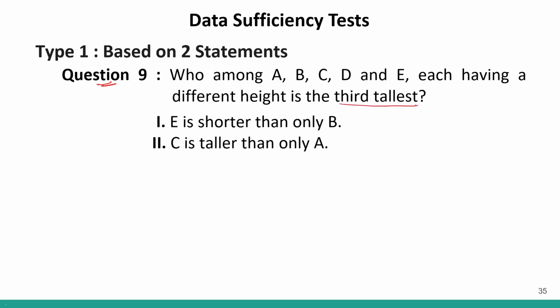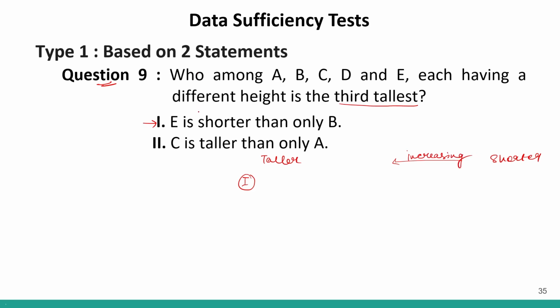Question number 9. Who among A, B, C, D, E, each having a different height, is the third tallest? So we have to find the person who is third tallest. So let us look at statement 1. I am taking the taller person over here and the shorter person over here. Okay, this is the direction. Increasing direction.